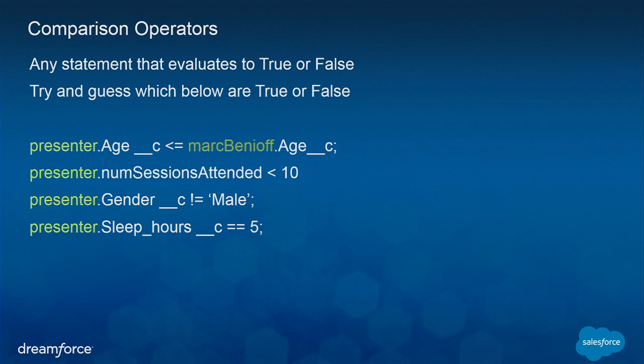You can see that we also have an example, the first example, presenter.age__c less than or equal to Mark Benioff's age. Anybody think they know the answer to that? And you'd better say yes. True, true. Presenter.num session attended. Anybody know what that one's going to be? What do you think? Is that true or false, the second comparison there?